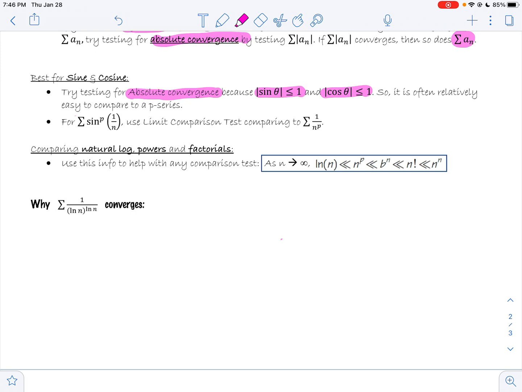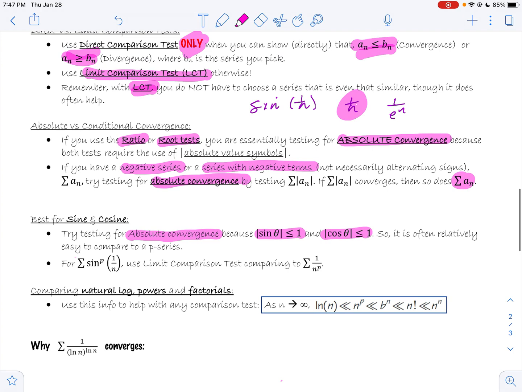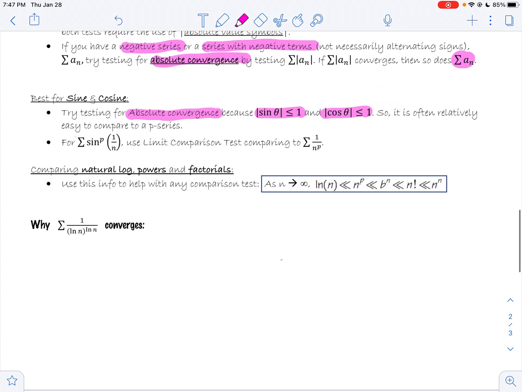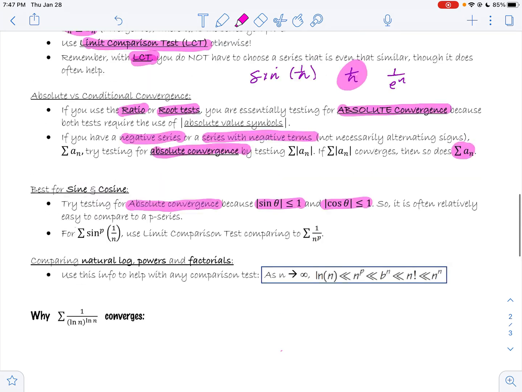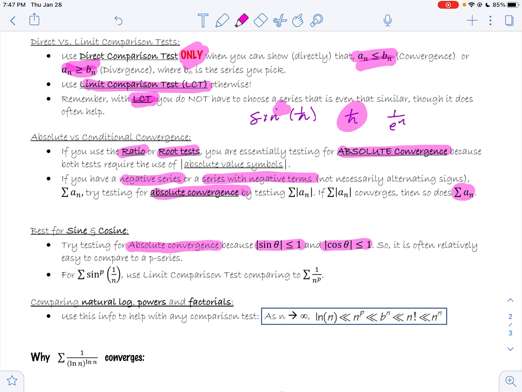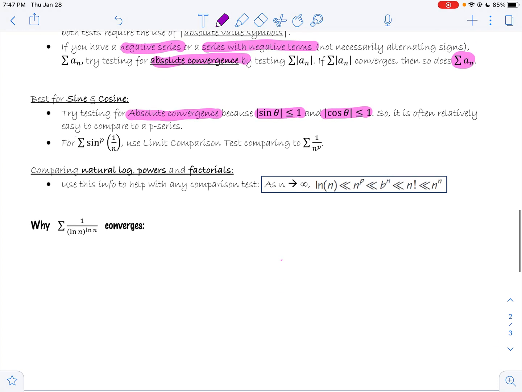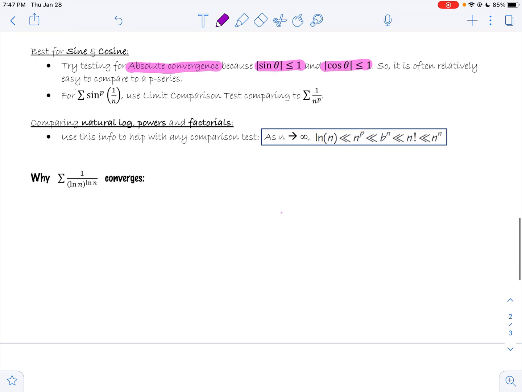And then one other piece of information: if you have sine to the power of 1 over n, which is very similar to this one, so here we had sine to the first of 1 over n and we wanted to compare it to 1 over n. If you have sine to the p of 1 over n, then you want to compare that to 1 over n to the p. So if this was sine squared of 1 over n, you would want to compare it to 1 over n squared. And if it was sine cubed, you want to compare it to 1 over n cubed, and so on and so forth. So that's just a little tip that I found.